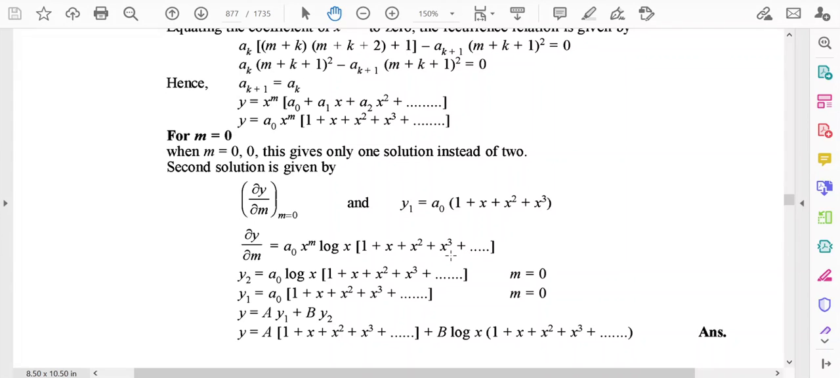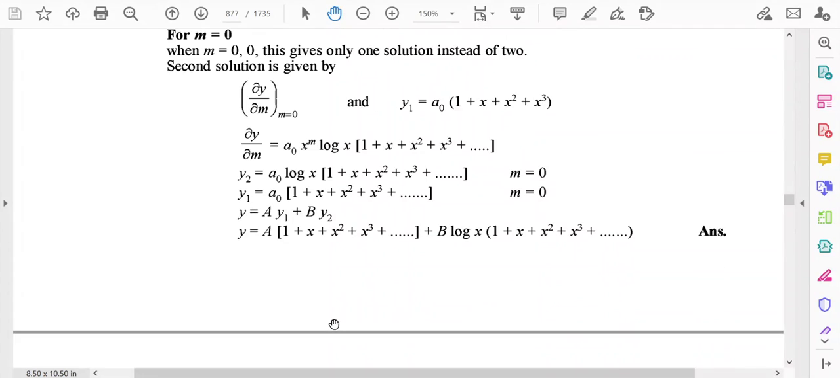So the second solution will be if we put m is equal to 0 here. So del y by del m at m equal to 0 is the second solution. So second solution y2 is equal to, if we put m is equal to 0 here, a0 log x into 1 plus x square plus x cube, and so on. So this is the second solution and this is the first solution. So the general solution will be y is equal to constant a into y1 plus constant b into y2, where y1 is equal to this and y2 is equal to this. So this is the general solution for the given problem.